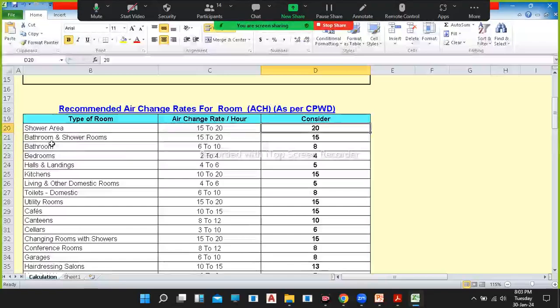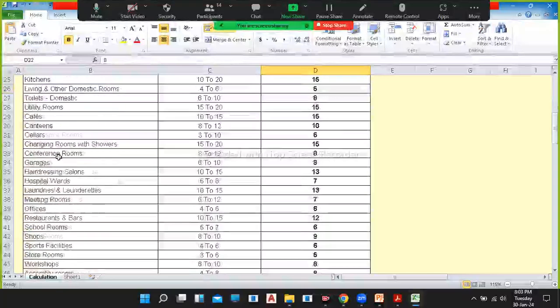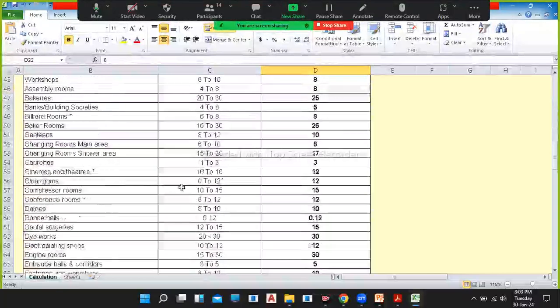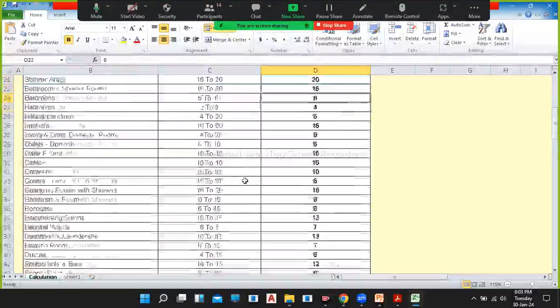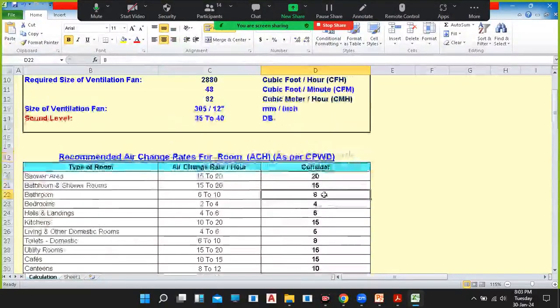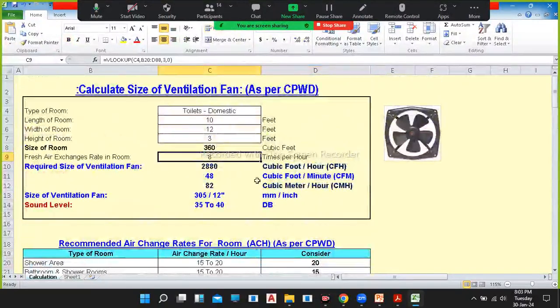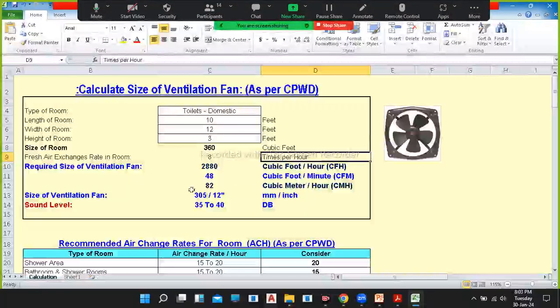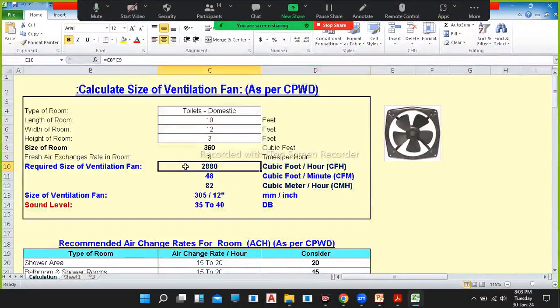Consider the maximum 20. For a bathroom, what is the air changes per hour? 6 to 10. On average, let us take 8. For all the rooms wherever you're providing an exhaust fan, we need to take as per the CPWD standards, local standards, the number of air changes per hour. As it's a toilet, I have taken 8.